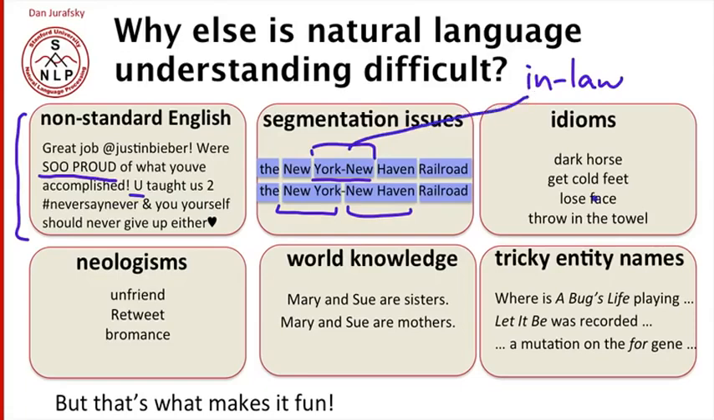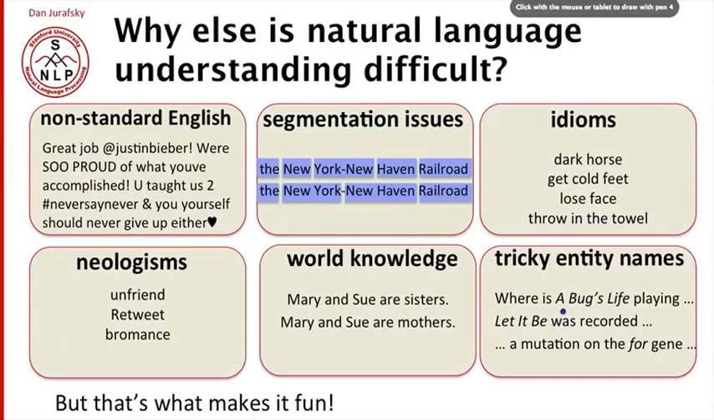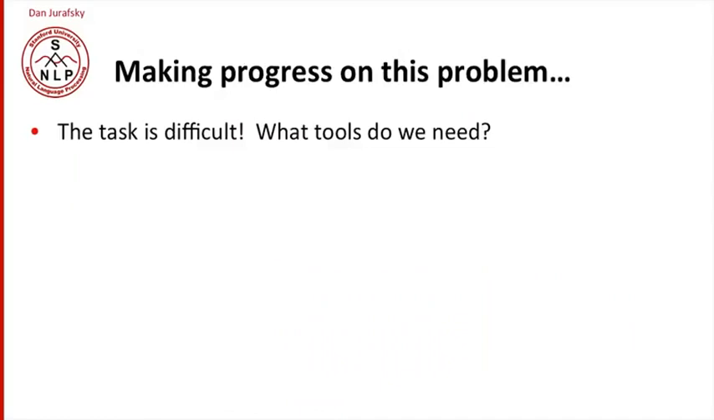We have problems with idioms and with new words that haven't been seen before. And we'll also have problems with entity names, like the movie A Bug's Life, which has English words in it, and so it's often difficult to know where the movie name starts and ends. And this comes up very often in biology, where we have genes and proteins named with English words. The task of natural language understanding is very difficult.